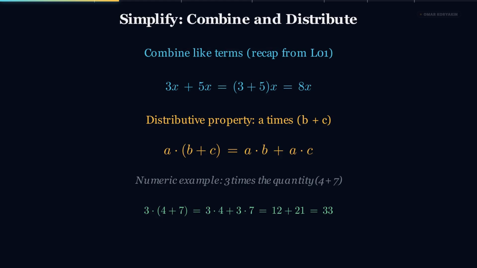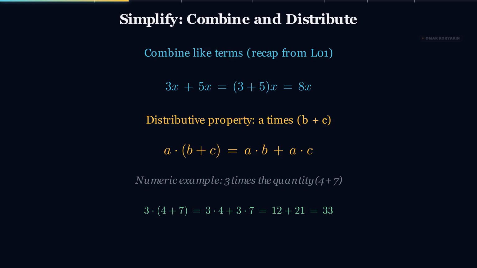Concrete numeric example to anchor the rule. 3 times the quantity 4 plus 7 equals 3 times 4 plus 3 times 7, which equals 12 plus 21, which equals 33. Verify by computing directly. 4 plus 7 equals 11, and 3 times 11 equals 33. Same answer either way, which confirms the distributive rule.